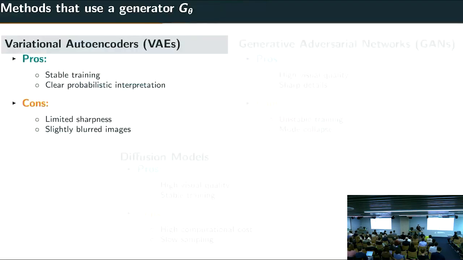So there are three types of generative models in the literature. First, we have variational autoencoders. They are pretty stable, easy to train. They have a clear probabilistic interpretation. However, they tend to produce blurry images.